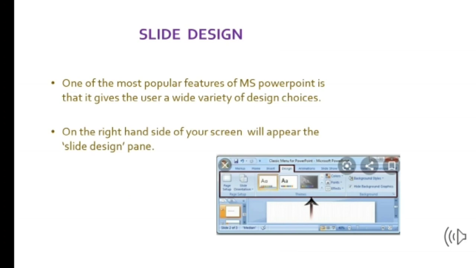Next topic is the slide design. One of the most popular features of MS PowerPoint is that it gives the user a wide variety of design choices. At the same point, you may wish to change the design and color of the background for your slides. To do so, simply click on the design icon. On the right hand side of your screen will appear the slide design pane. Here, you are given three design options to apply to your slides.